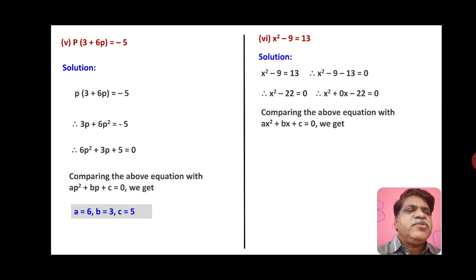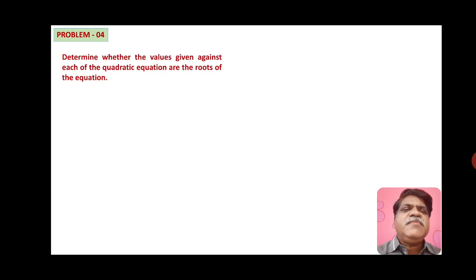Comparing this equation with ax square plus bx plus c is equal to 0, we will get a is equal to 1, b is equal to 0 and c is equal to minus 22. Friends, let us consider problem number 4. Determine whether the values given against each of the quadratic equation are the roots of the equation or not. First problem, x square plus 4x minus 5 is equal to 0, where the values of x are 1 and minus 1.